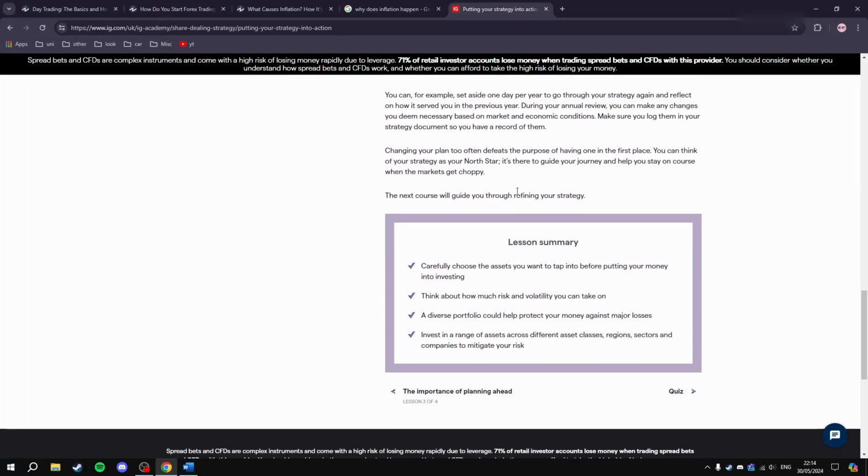Less is better. You can, for example, set aside 1 day per year to go through your strategy again and reflect on how it served you in the previous year. During your annual review, you can make any changes you deem necessary based on market and economic conditions. Make sure you log them in your strategy documents so you can have a record of them. Changing your plan too often defeats the purpose of having one in the first place.